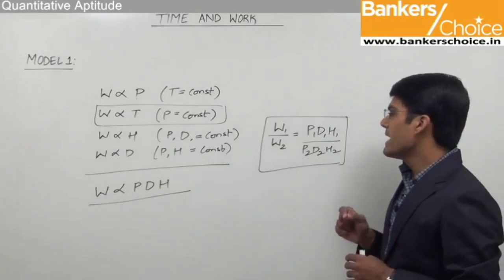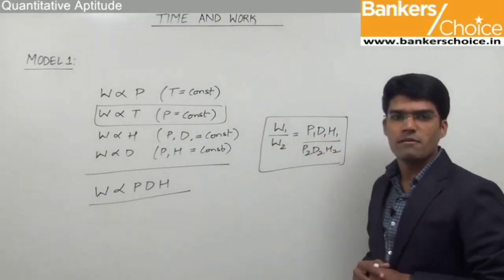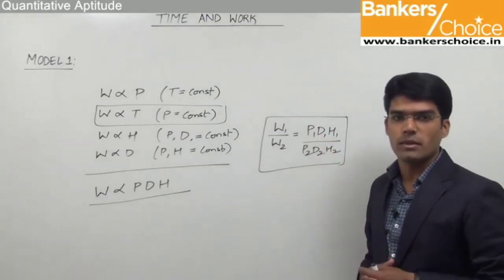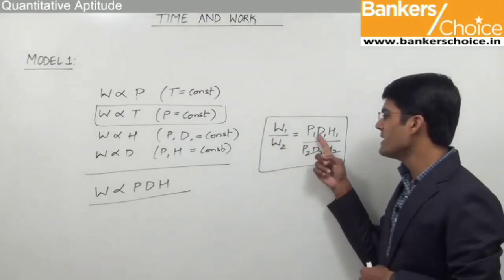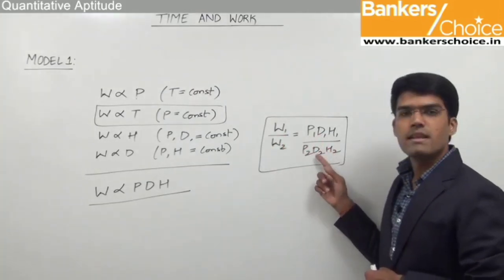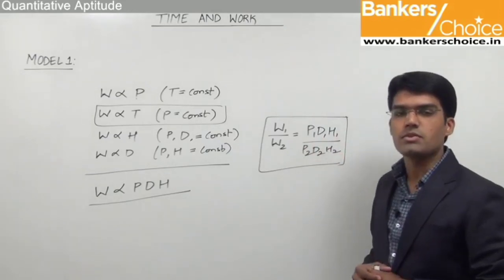In some cases, the time is mentioned only in terms of number of days, but the number of hours are not given. So we can simply assume that W1 by W2 should be equal to P1 D1 by P2 D2. That means we neglect the terms H1 and H2.